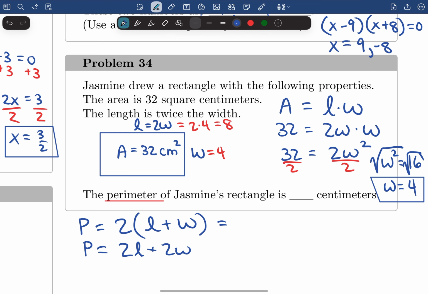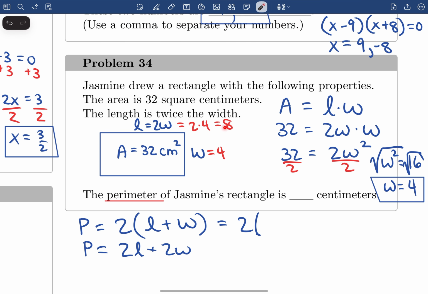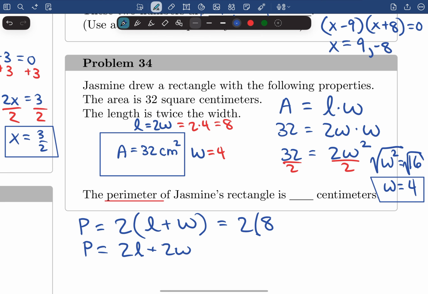And I'm going to say, well, the perimeter is 2 times the length, which we found is 8, plus the width, which we found is 4. So I'm going to have 2 times 8 plus 4, like that. And so 8 plus 4 gives me 12. And 2 times 12 is 24. And there we have it. The perimeter of this rectangle must be 24 centimeters.